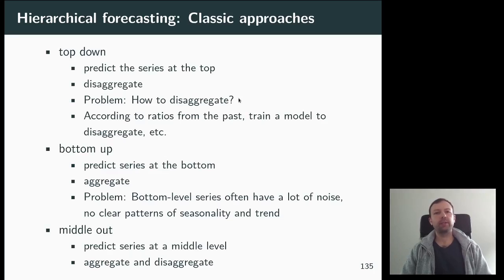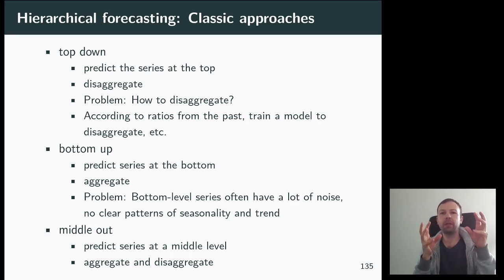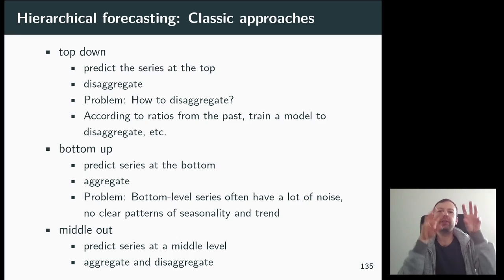And now, what are the classic approaches to do this hierarchical forecasting? Well, there's a top-down approach where you just say, let's predict this single series at the top, but now you need to somehow disaggregate these forecasts to the lower levels. So now obviously you have this problem, well, how can we disaggregate?